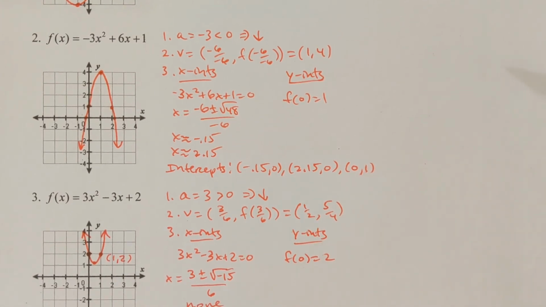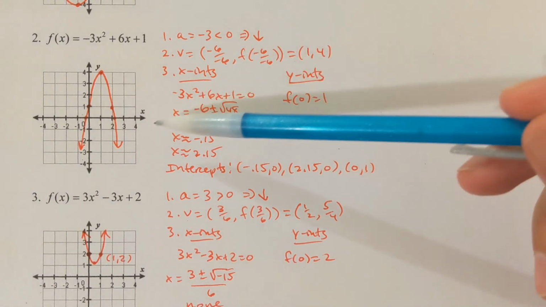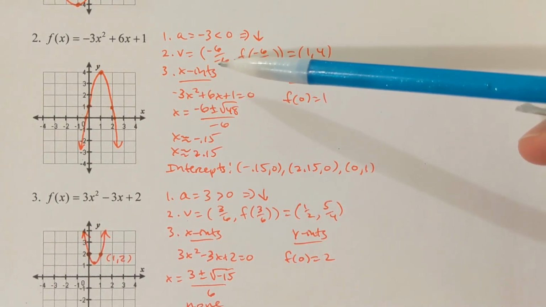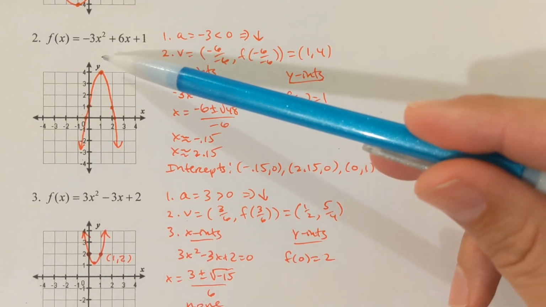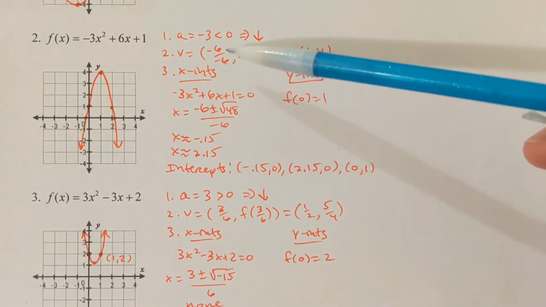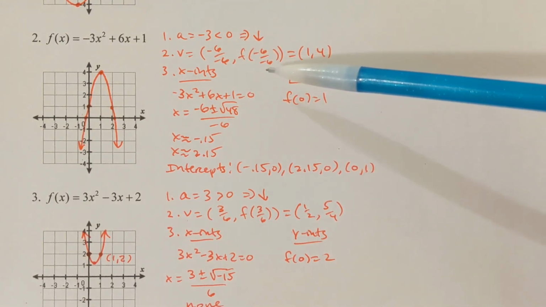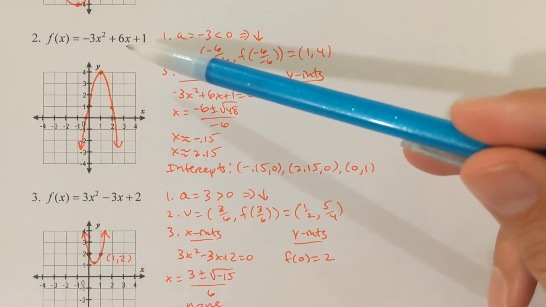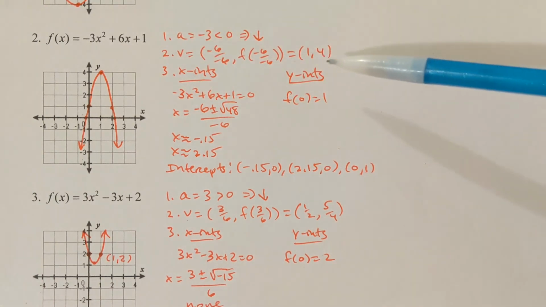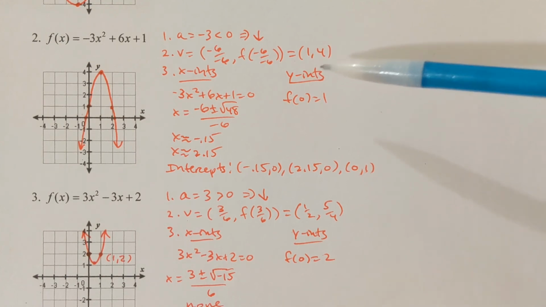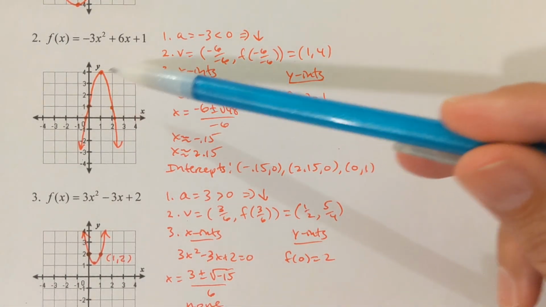Problem 2, f(x) = -3x² + 6x + 1. a is negative 3, and that's less than 0, so the parabola opens down. Negative b over 2a: negative 6 divided by 2 times negative 3 is negative 6 over negative 6, which is 1. f(1) gives me negative 3 plus 6 is 3, plus 1 is 4. (1, 4) is the vertex. Okay, so there's (1, 4).